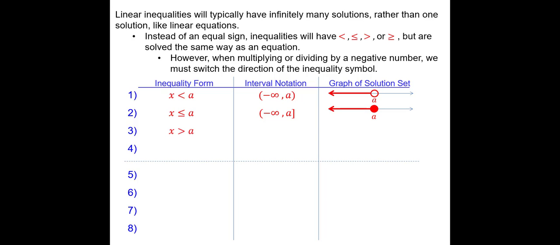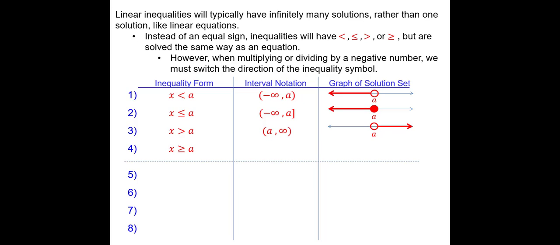If we have x is greater than a, then obviously we're going to start at a and shade everything above a. X is greater than the value of a, so it's everything to the right of a on a number line. Now notice that the lowest value here on the number line is a, while this expands all the way to infinity. So we start at a on the left and expand to infinity on the right.